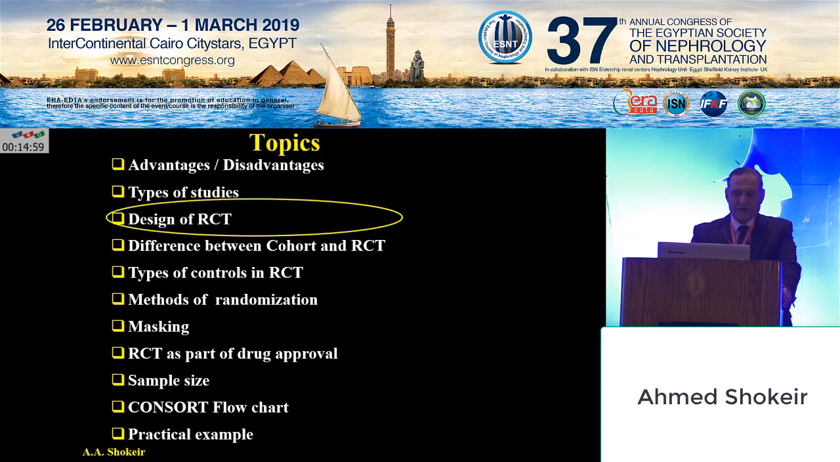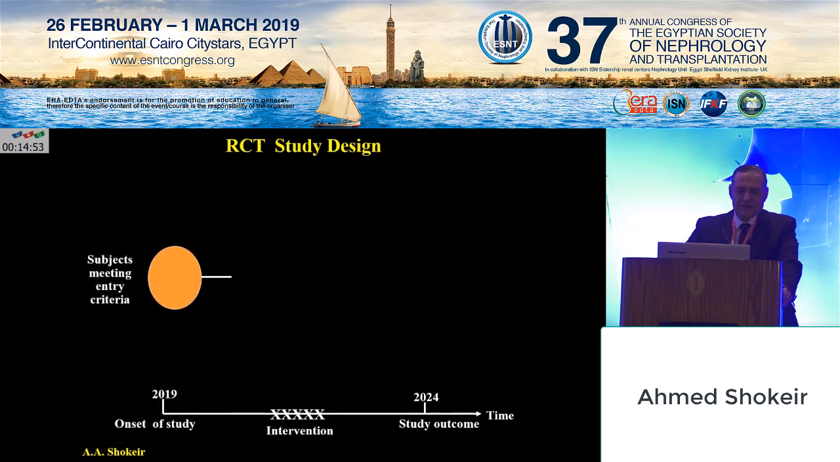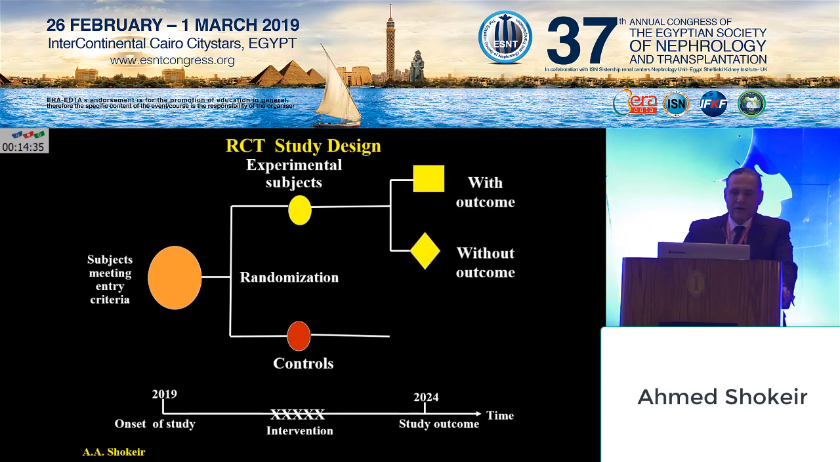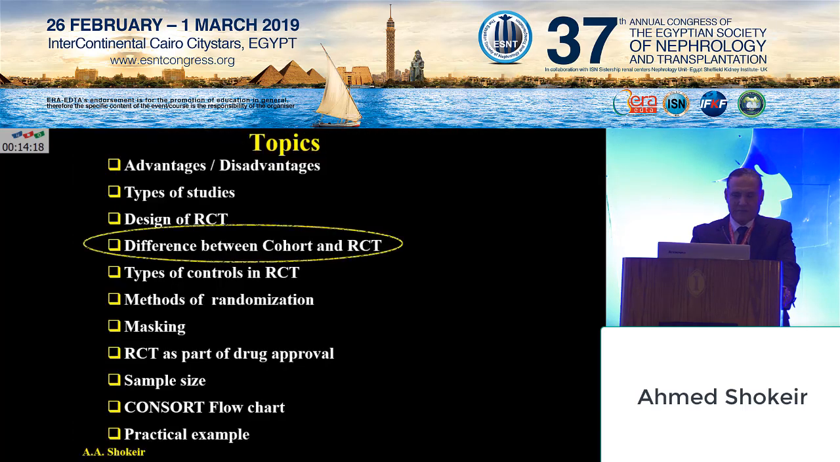This is the design of a randomized controlled trial. At the onset of the study, we choose subjects who meet entry criteria. Then we do randomization into two groups, experimental subjects and control subjects. This is followed by the intervention, and then we do a follow-up. At the end of the follow-up, among the experimental subjects, we will study subjects who will develop the outcome and subjects who will not develop the outcome. And at the end of the study, among the control group, we will see who will develop the outcome and who will not develop the outcome.